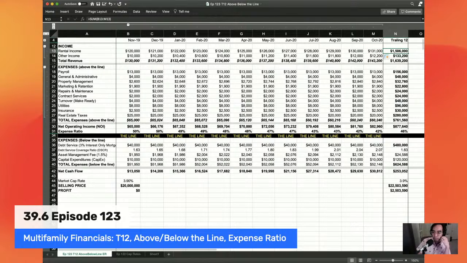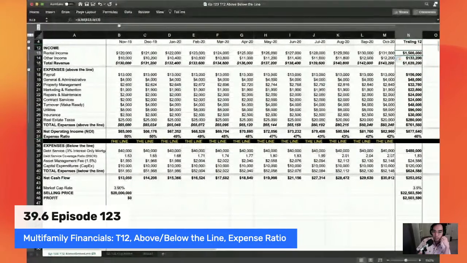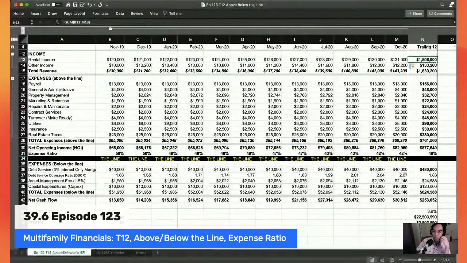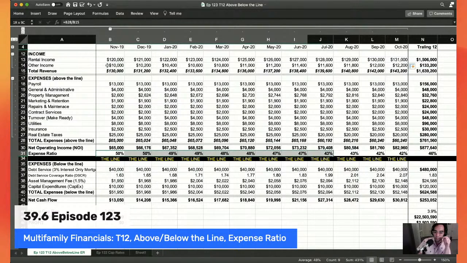Let's see if I can make this a little bit bigger on your screen. There you go. Okay. So you have about $1.5 million, and now you have $1.6 million of income. If you look here at the expense ratio, it starts at 50%, but it goes down to 40%, which means it's getting more and more profitable. Okay, the NOI is increasing from 65,000 all the way up to 83,000. That's a sizable jump. You're taking 65,000 to 83,000 per month. That's an additional $18,000 per month of revenue.